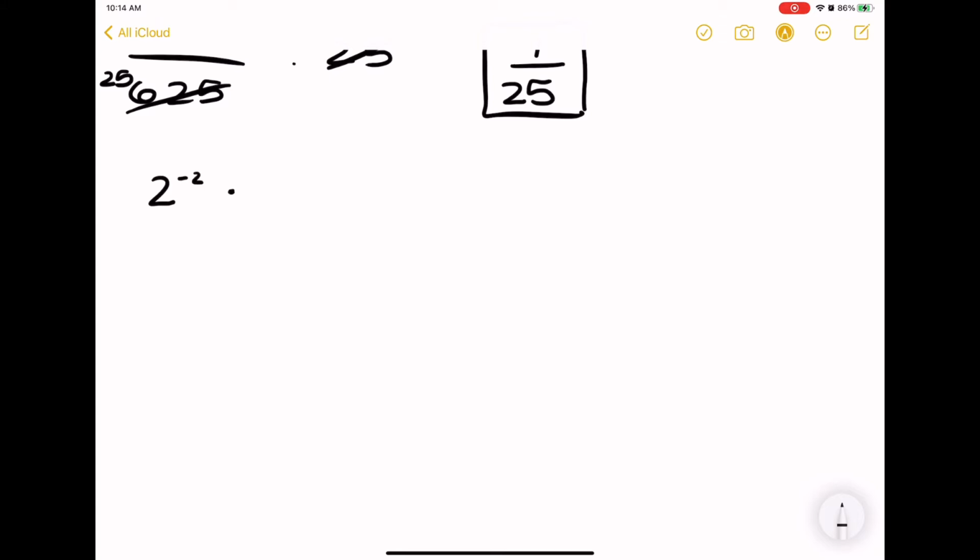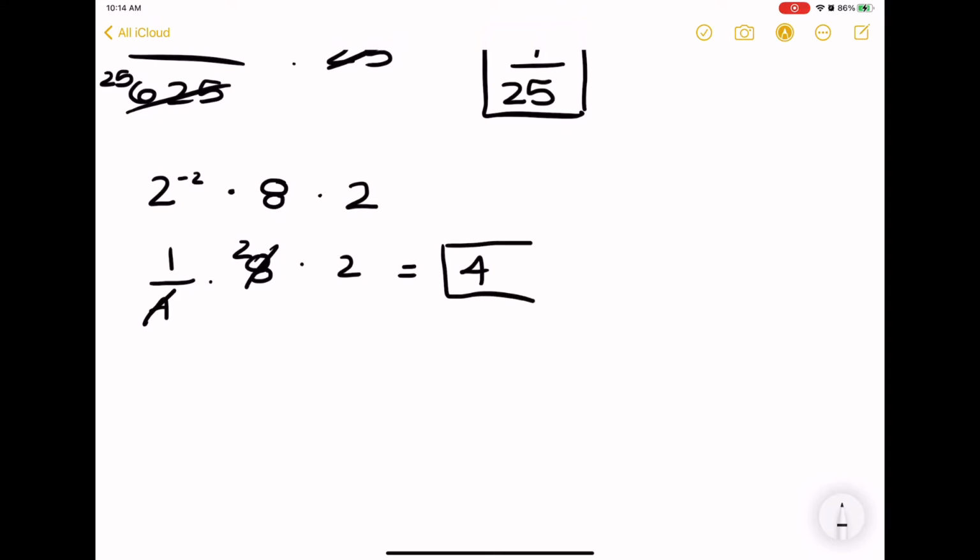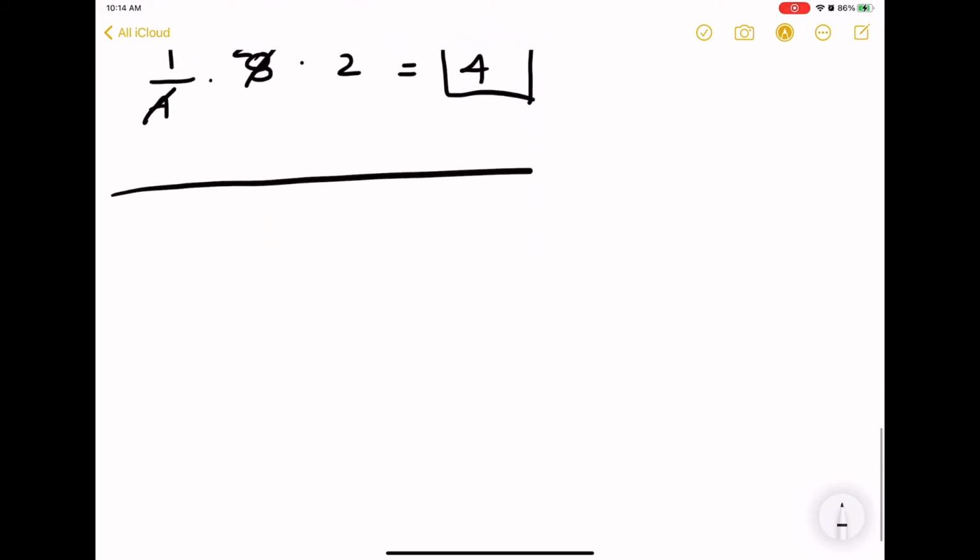And let's say we have another example, 2 to the negative 2 power times 8 times 2. So we'll get 1 over 4 times 8 times 2, and then we'll get 2 times 2 after we cancel stuff out, and then we'll get 4 as our answer.